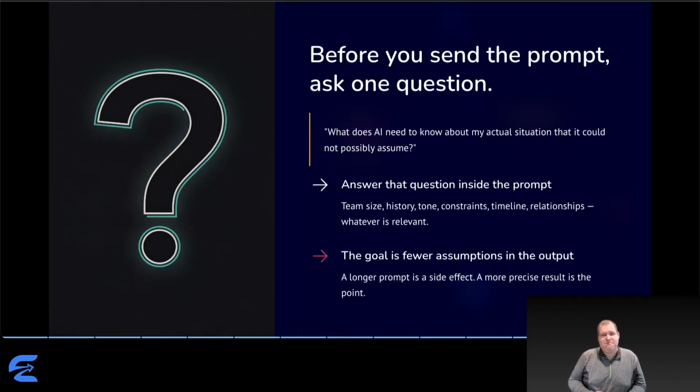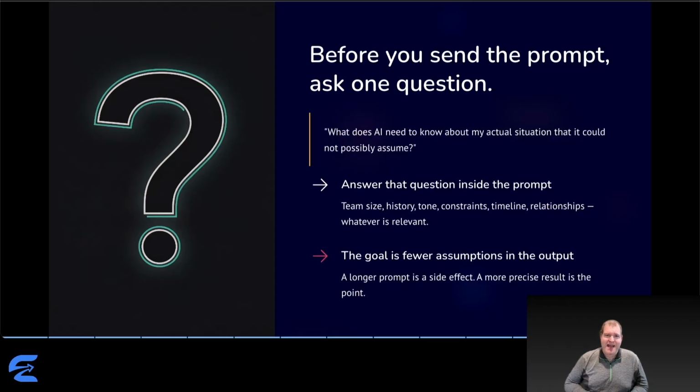Before you hit send, ask yourself, what does AI need to know about my actual situation that it couldn't possibly assume? Answer that question inside the prompt. Whatever comes to mind: team size, the history behind the situation, the emotional stakes, the constraints, the timeline, the relationship between the people involved. If it's relevant, put it in. The goal is fewer assumptions in the output.